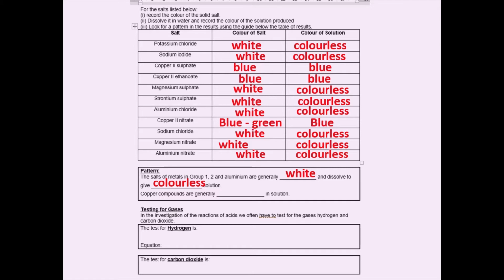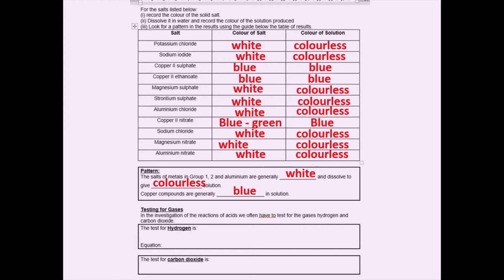And then copper compounds are generally blue in solution. And again, you'll see that come up in past paper questions. Now, they have a variety of questions because they could ask you, what's the color of sodium chloride? It's white. What happens when dissolved in water? Colorless. Similarly, sodium iodide does the same thing. So if you remember generally group 1 and group 2 and aluminium salts, they're white, dissolve and give us colorless solutions. Copper gives us the blue solution.